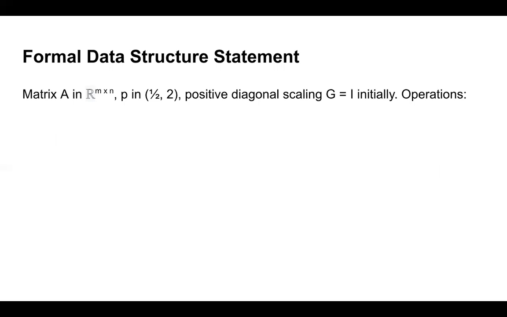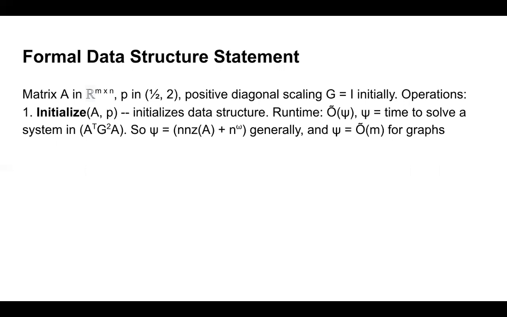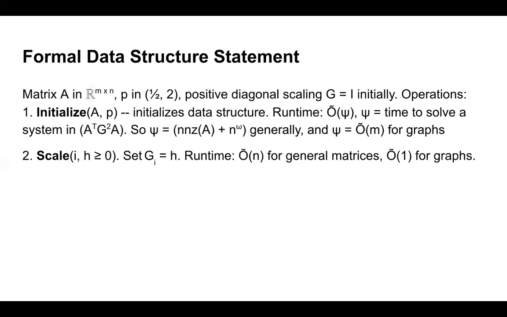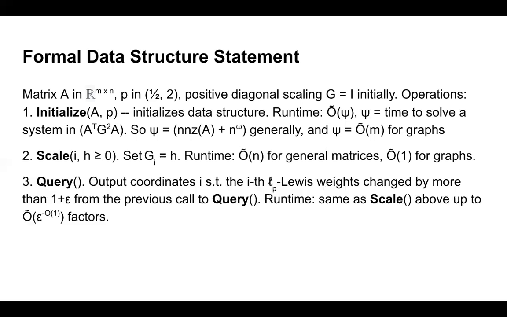What we're able to show about this problem is that for a matrix A that's m by n, some P in 1/2 to 2, so let's say P approximately 1, and a positive diagonal scaling G, which is initially the identity, we support the following operations. Initialize the data structure given these matrices A and G. We can scale any entry of G: we take some entry GI and reset it to any positive value. And finally, we can query which coordinates in the Lewis weights have changed by more than a 1 plus epsilon factor because of these scale operations.